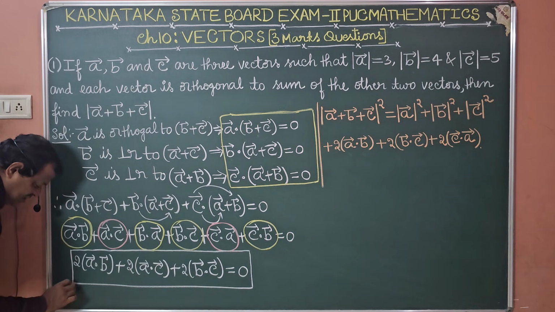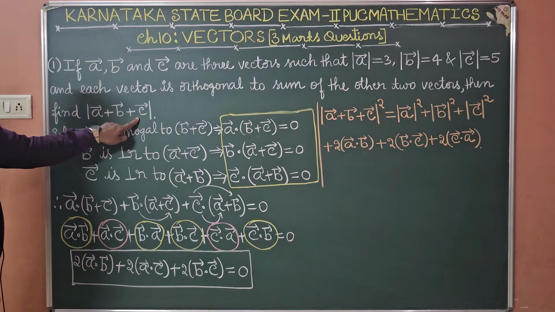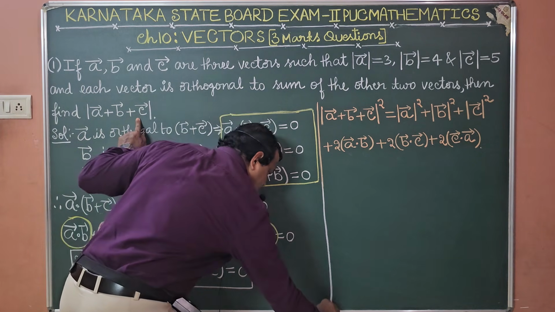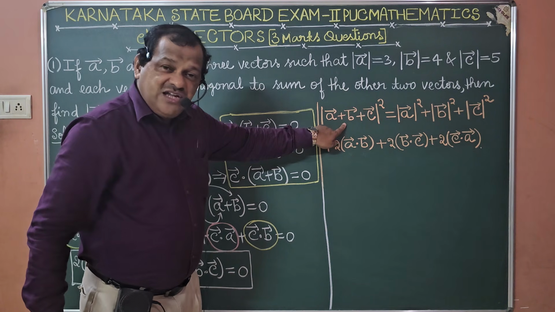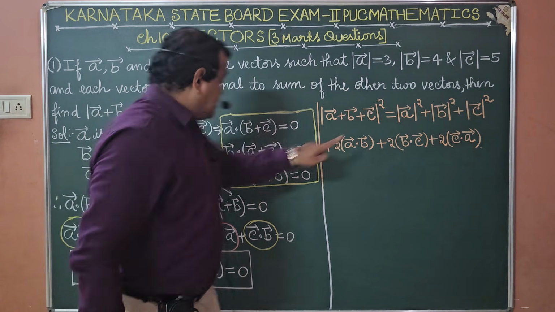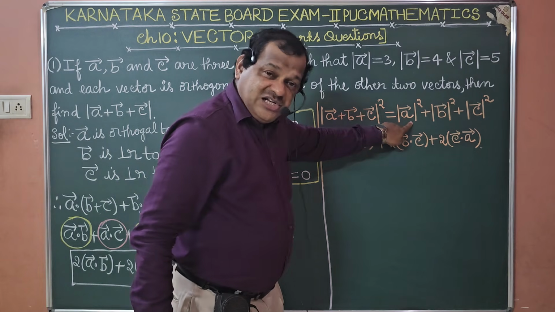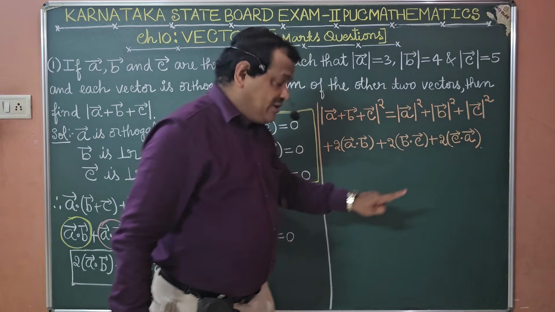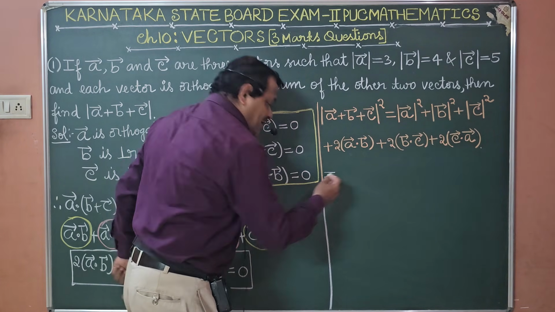Now I will teach you how to find magnitude of A vector plus B vector plus C vector. That is why I will continue the remaining part of my solution here. I have written the formula already. Magnitude of A vector plus B vector plus C vector whole square you find, and the formula is magnitude of A vector square plus magnitude of B vector square plus magnitude of C vector square plus sum of these three terms, and this I will start substituting.